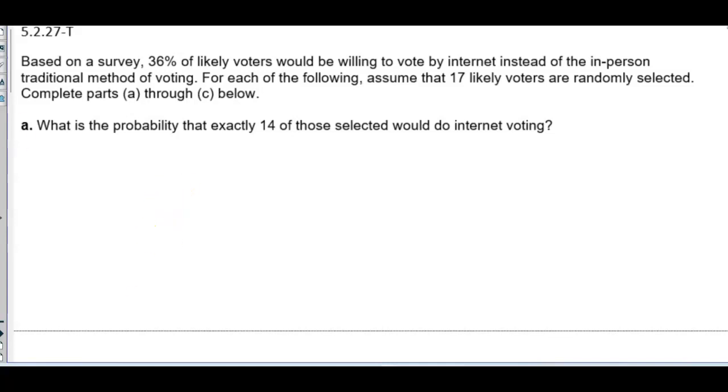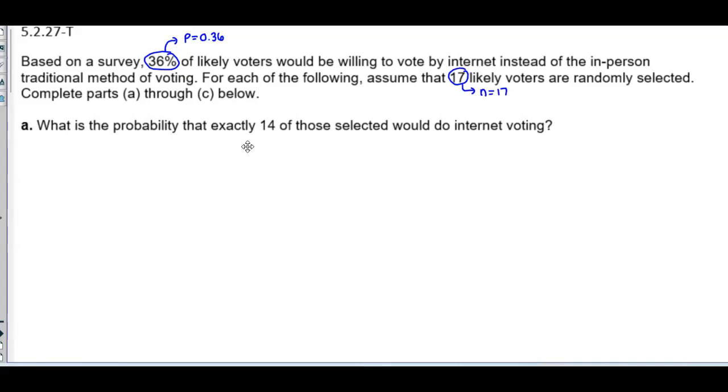First question, before we get into it, let's identify what is the probability and what represents the number of trials. You can see here that the probability is 36%, so P is going to equal 0.36. And how many voters are randomly selected? 17. Therefore, N is going to equal 17.